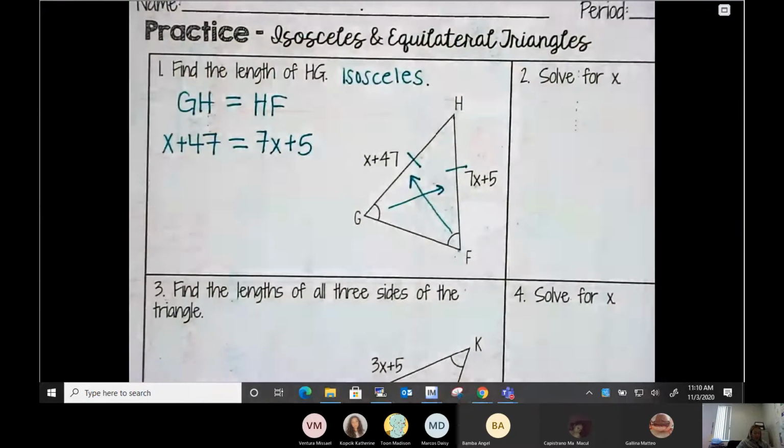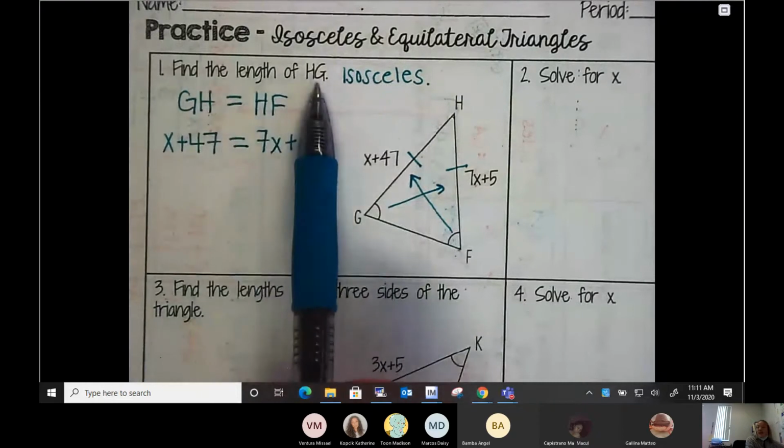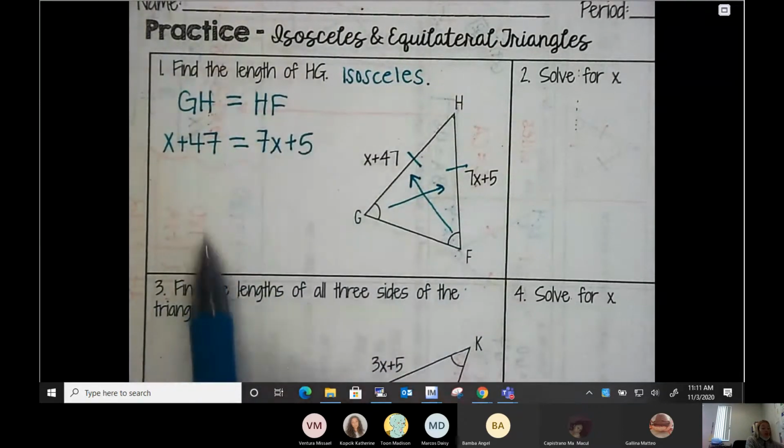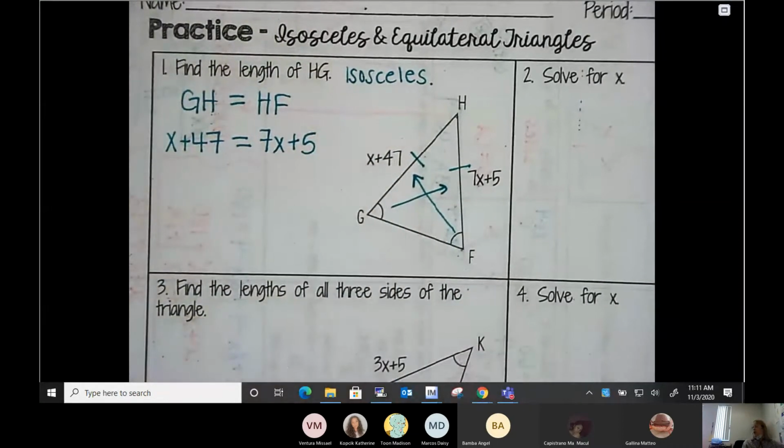And then from here, it's just an algebra problem. So you're just going to solve it like a normal algebra problem. You're going to solve it for x. Again, I'm not going to do that with you. You can do that algebra on your own. So at the end, you'll get x is equal to some number. And then what will you have to do with that x value? Plug it in. Because the question asks me to find the length of HG. So once you get your x value, you're going to have to plug it in to side HG. All right, there's your first one, isosceles triangle.